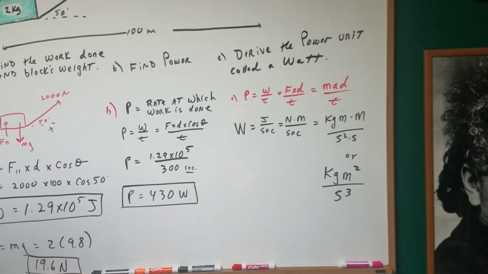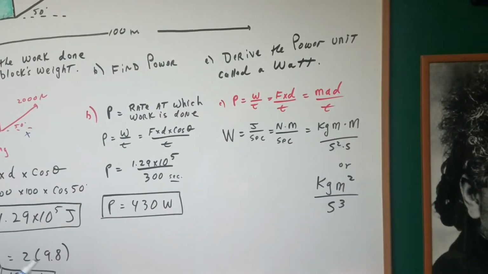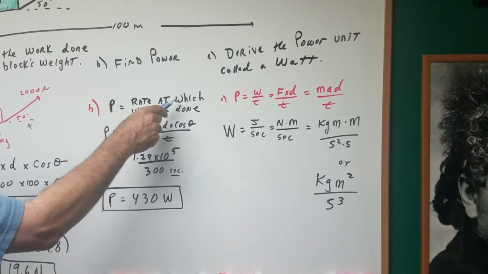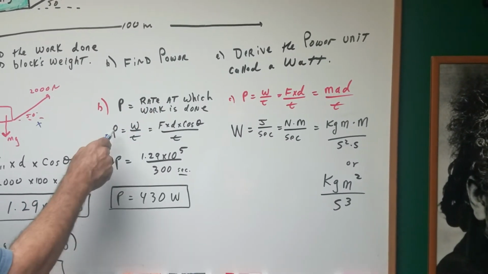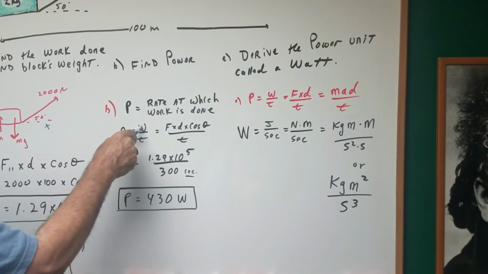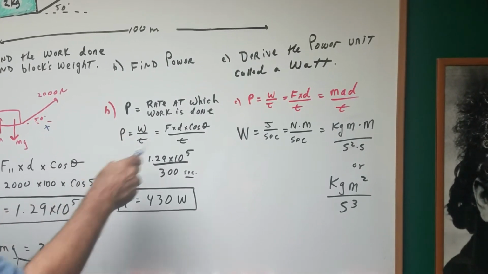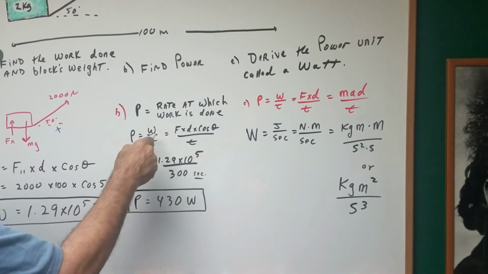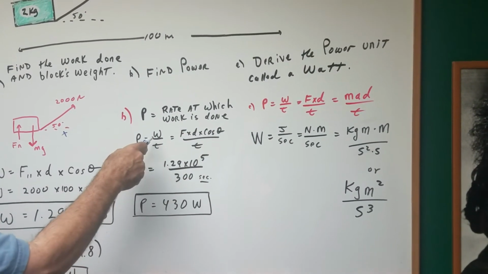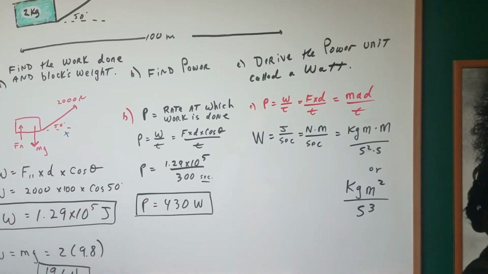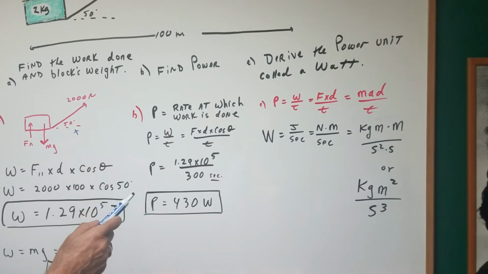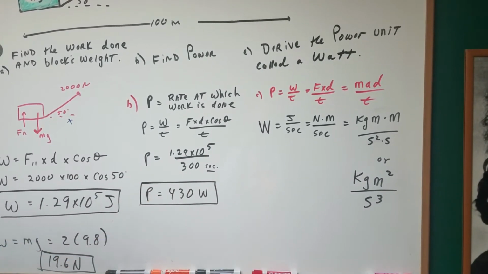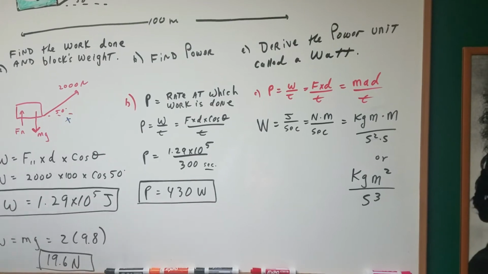Part B. Find for me the power. Now be careful of this because power can also be the rate at which work is being done. Well, we know power equals work divided by time, which if you remember, the work done was the force times the distance times the cosine of the angle over the time. Well, we already found the work. It was 1.29 times 10^5. We have 5 minutes. 5 minutes of time is 300 seconds. Dividing it out gives me 430 watts.